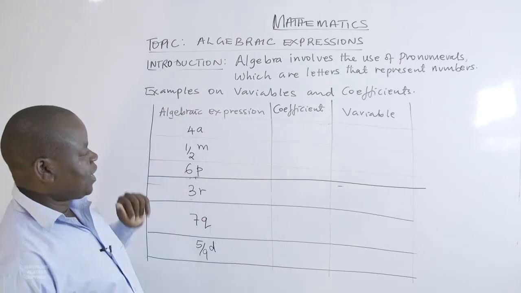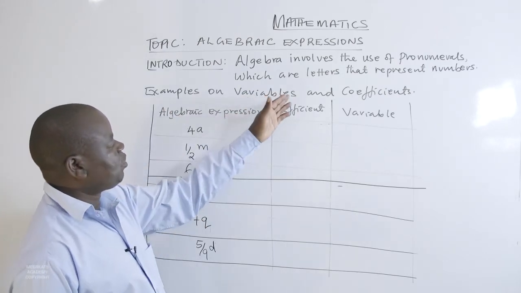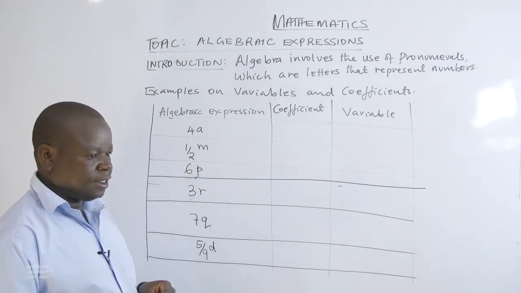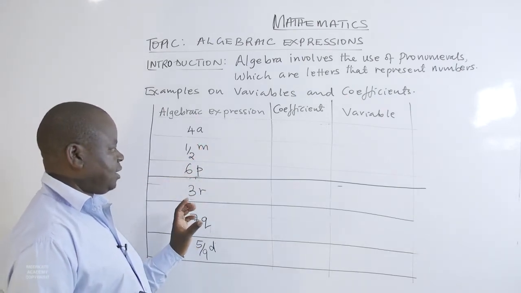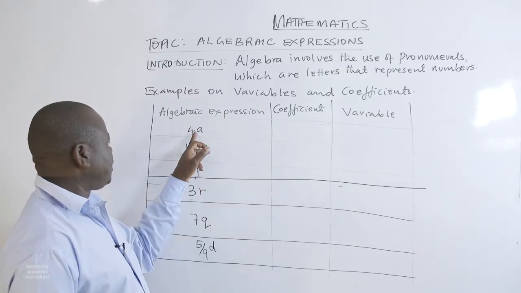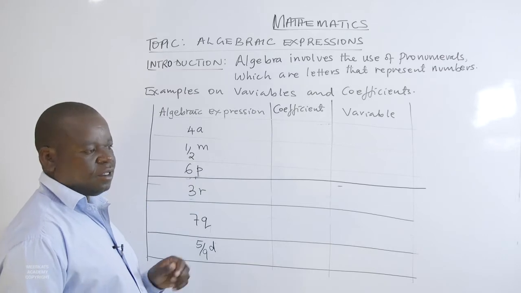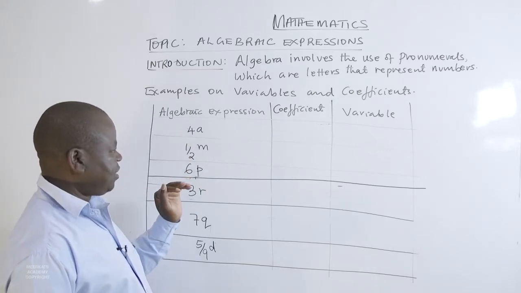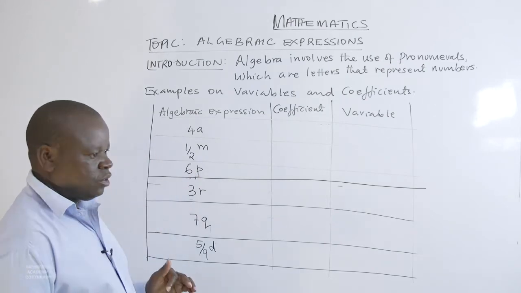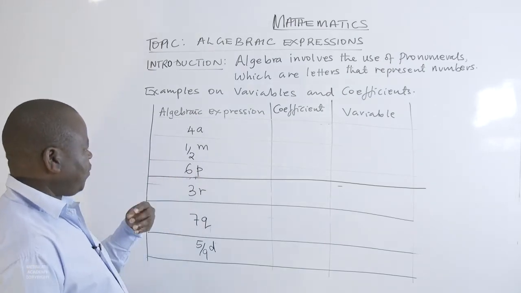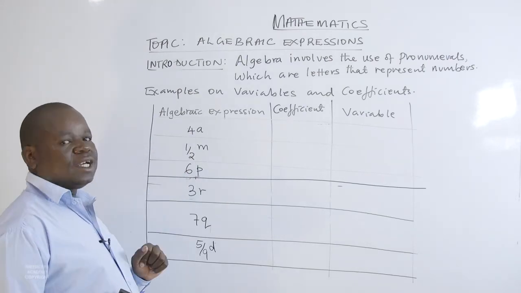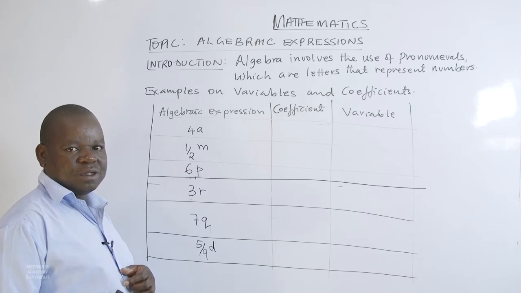So class, we want to look at examples on variables and coefficients. In this particular exercise, we just want to state, we have been given an algebraic expression. The first one is 4a. Now in this one, we want to state what is the coefficient and what is the variable. So from the definition we have given, what will be the coefficient here and what will be the variable here?